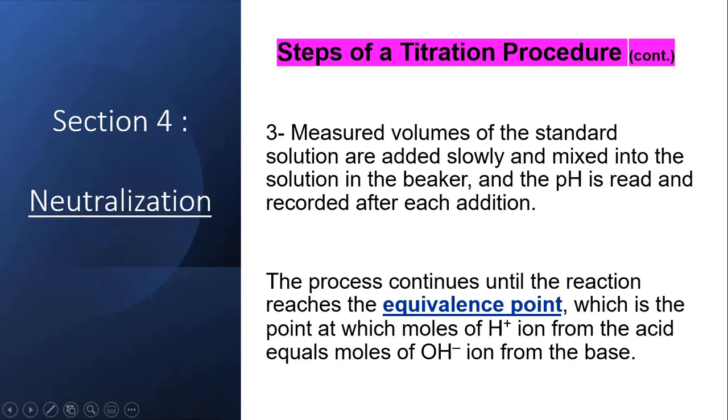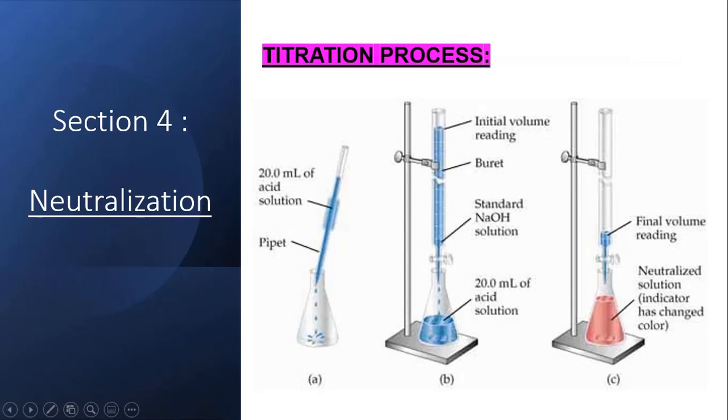Equivalence point is the point at which the number of moles of hydrogen ions from the acid will be equal to the number of moles of OH negative ions from the base. So at the equivalence point, the number of moles of hydrogen ion is equal to the number of moles of hydroxide ion. The titration process can be done using this holder.